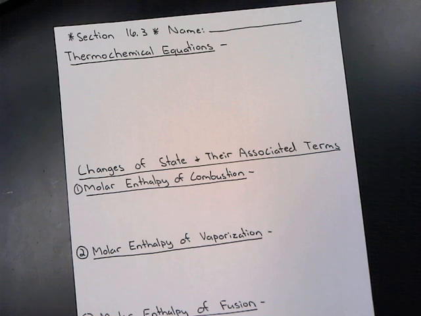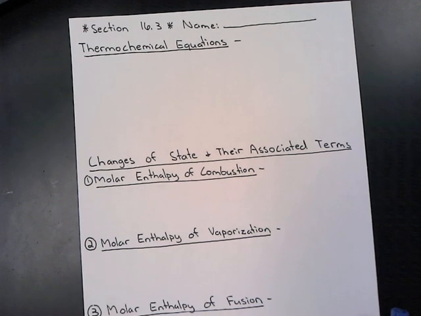So, what we're going to be doing here with 16.3 notes, our objectives are going to be, number one, be able to write thermochemical equations for chemical reactions and other processes. Number two, describe how energy is lost or gained during changes of state. And then number three, be able to calculate the heat absorbed or released in a chemical reaction.